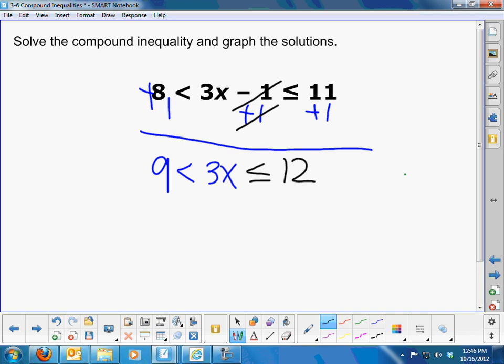Now your goal is to get x by itself. So now I'm ready to divide each side, both sides of the inequality, by 3. Those 3's cancel, so I get 3 is less than x, which is less than or equal to 4. Now if you remember in your notes, you had that exact same thing written down. So it's just a matter of whether you like to break it up into two simple inequalities or if you like to just work it all at the same time.